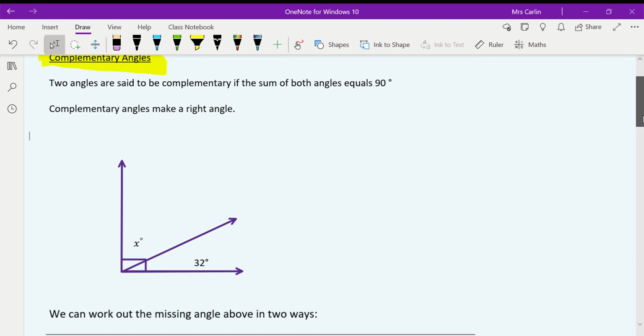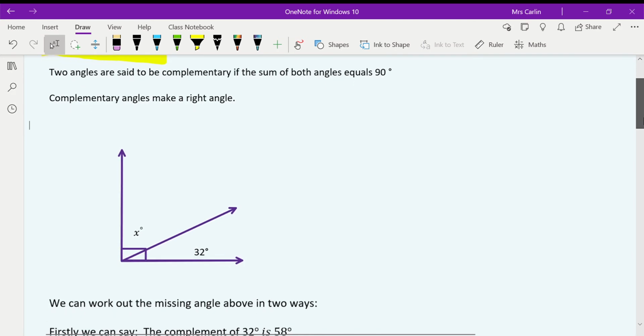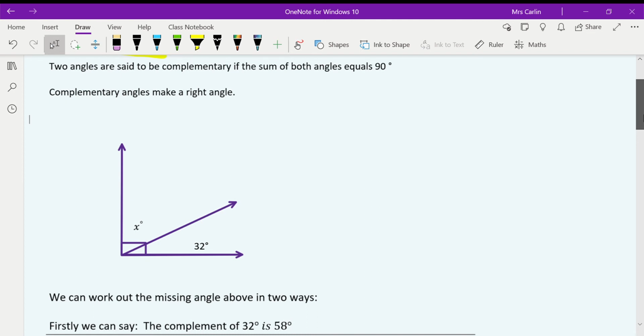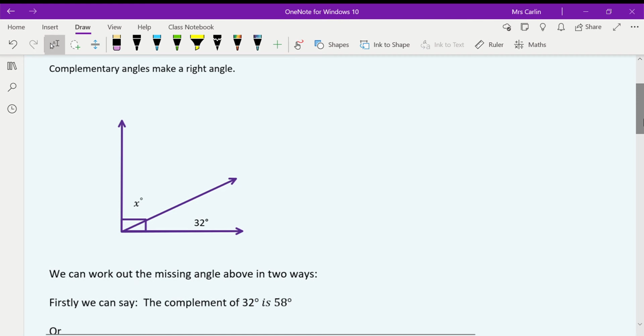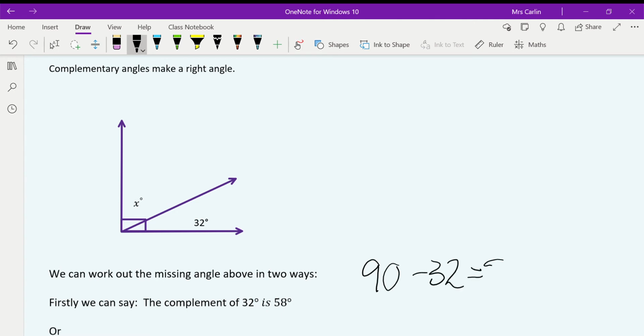Now, there are many different ways that we can work angles out and calculate unknown angles. I'm going to suggest two to you. You might have a different way that you want to do it. So we can work this out by saying that the complement of 32 is 58, because we know that complementary angles have to add to give us 90. Some of you might be able to do a mental calculation there where you just do 90 minus 32. Other people might want to just write down some working like this to also show how you get 58 degrees.